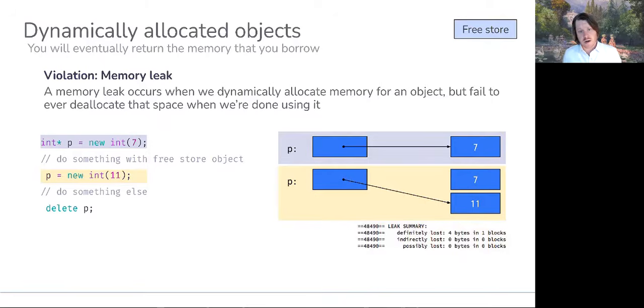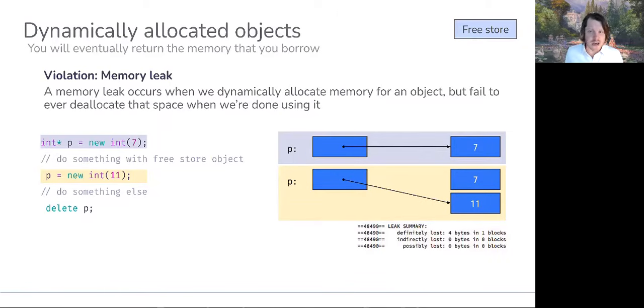A memory leak occurs when we dynamically allocate memory for an object, but fail to ever deallocate that space when we're done using it. Now, to show a simplified example of this, imagine the following. We're somewhere in our program and we request from the FreeStore manager a dynamically allocated integer object that's initialized with 7. Let's say we store the address of that object in P, and we do something with the FreeStore object.